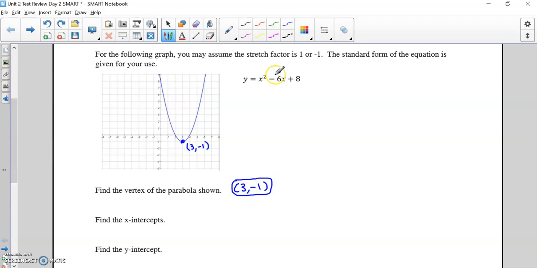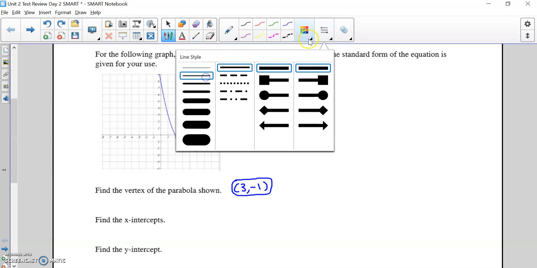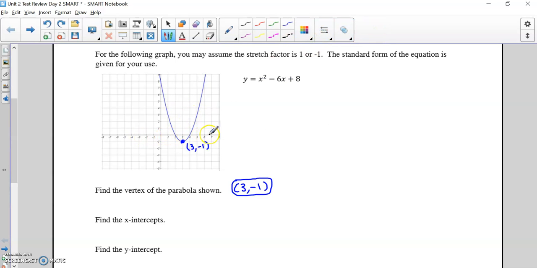Okay. For x-intercepts, we have the points where the graph touches the horizontal axis right here, right? So that's going to be these 2 points. And if we look closely, we can see that this one is at 2, 0, and this one is at 4, 0, right? Because this is at the second box, this is at the fourth, and x-intercepts are always going to have a 0 in the y value. So 2, 0, and 4, 0.